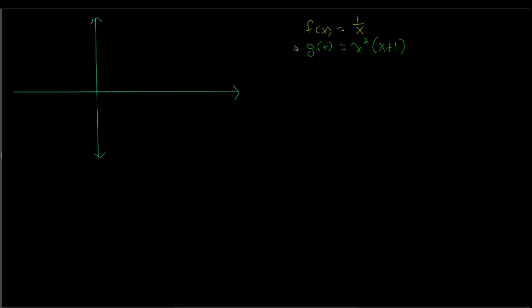All right, so we want to ask where these two functions are going to intersect. If I draw f of x, it's going to look like this. And if I draw g of x, g of x is x cubed plus x squared, so it's a cubic function. It has a 0 at 0, and it has a 0 at -1.